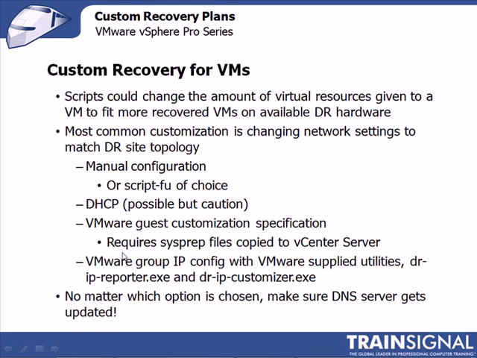Now this is a utility that you can find within the Site Recovery Manager's program files directory. You have the reporter exe, which can be used to report on it, and then the IP customizer, which is used to configure the IPs for the VMs. Well, that does it for this lesson. We'll now dive into the demonstration of custom recovery options for VMs.